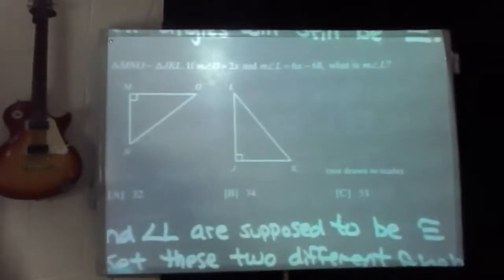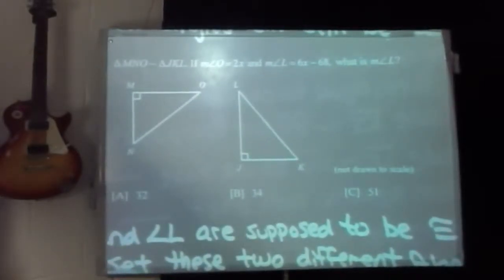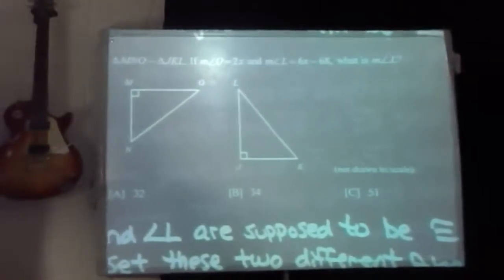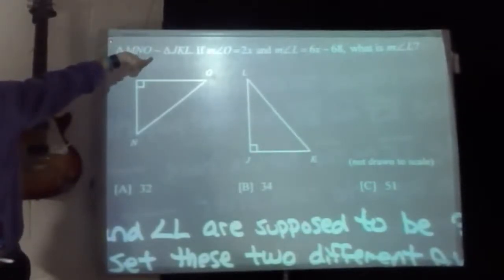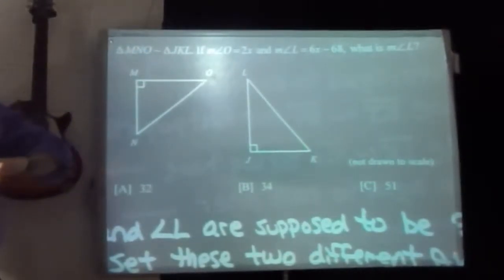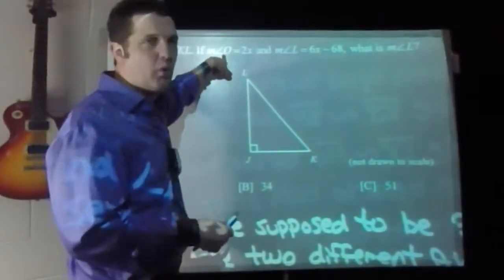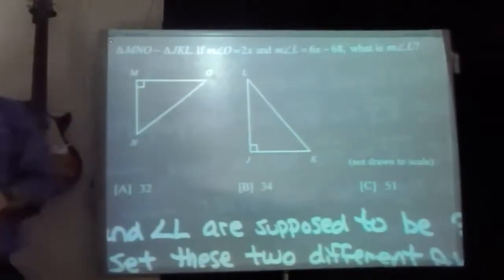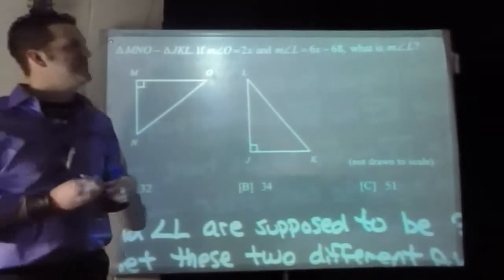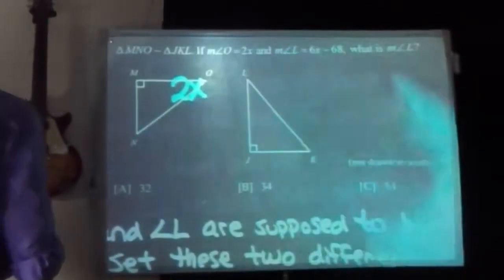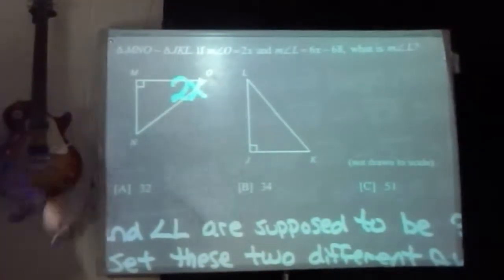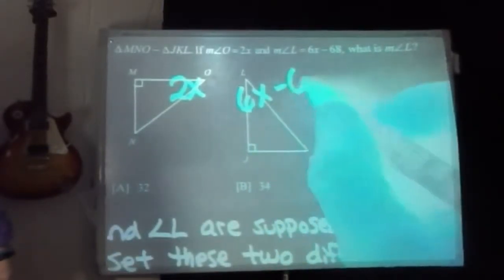The first one right here is an angles problem, so we get started off with the easy one. Remember, half of them are angles, half of them are sides. Be glad when you get angles. Here we go. MNO is similar to JKL. They are not the same size; one is a little bigger than the other. If the measure of angle O is 2x and the measure of angle L is 6x minus 68, what's the measure of angle L? O is 2x, and L is 6x minus 68.